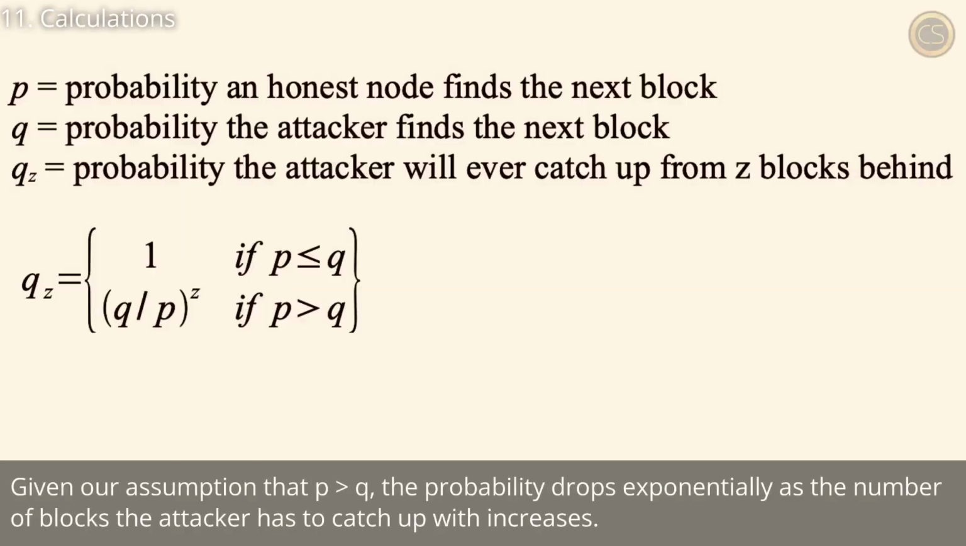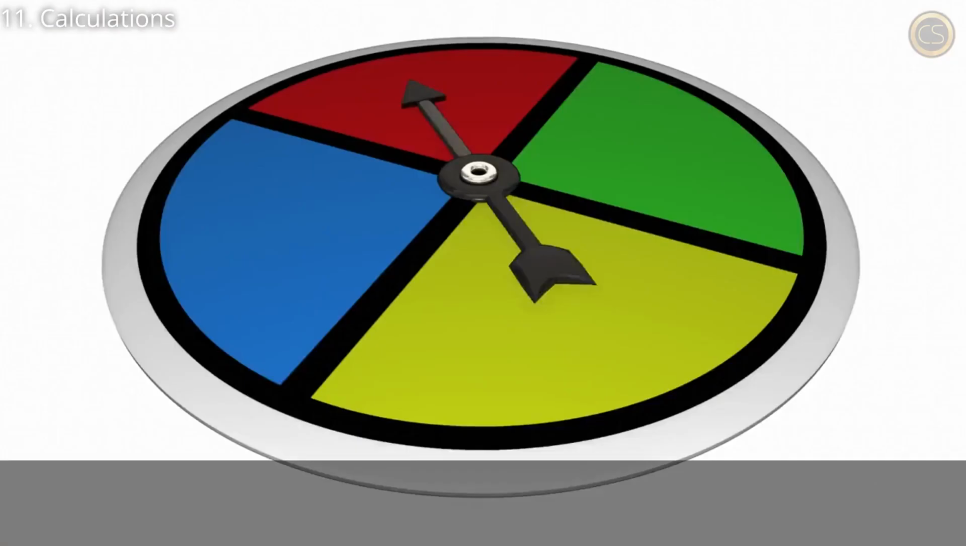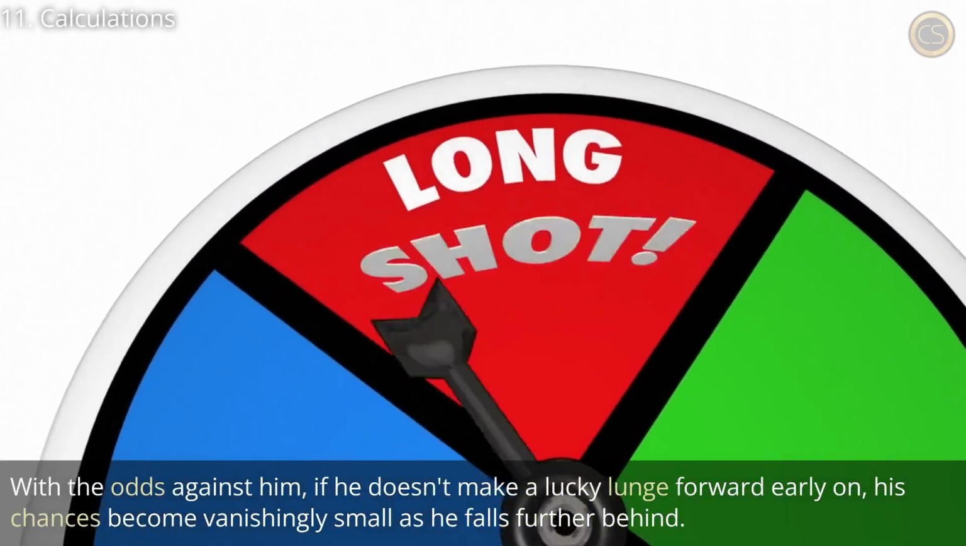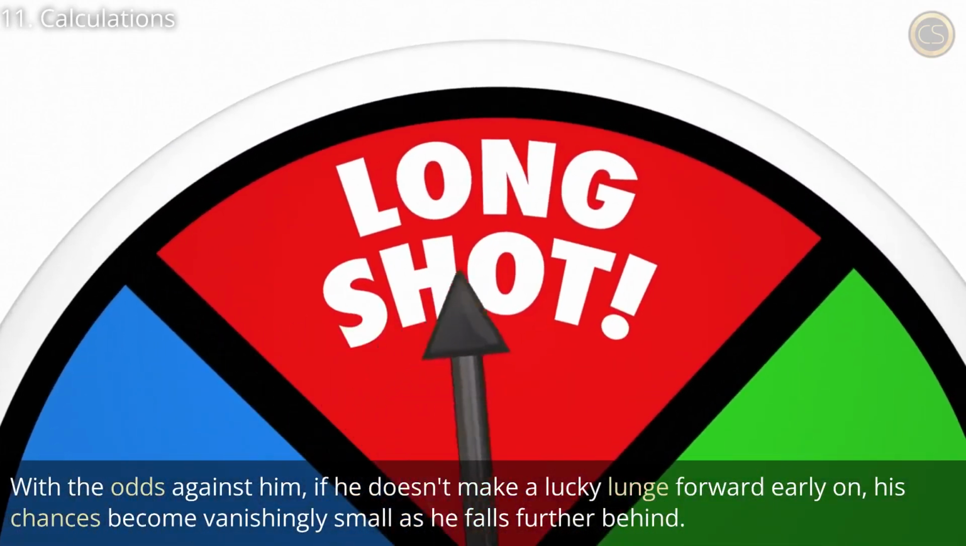Given our assumption that P greater than Q, the probability drops exponentially as the number of blocks the attacker has to catch up with increases. With the odds against him, if he doesn't make a lucky lunge forward early on, his chances become vanishingly small as he falls further behind.